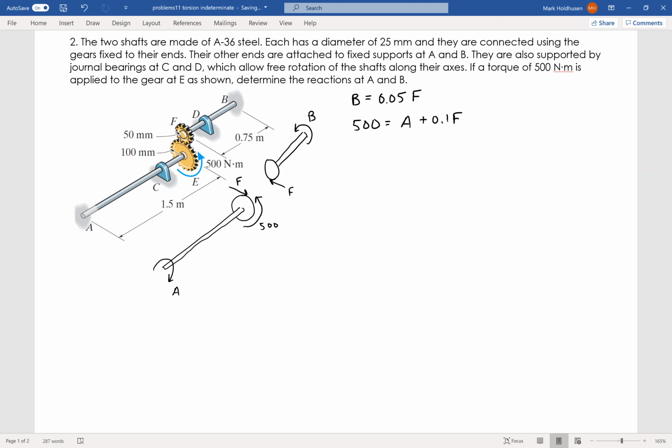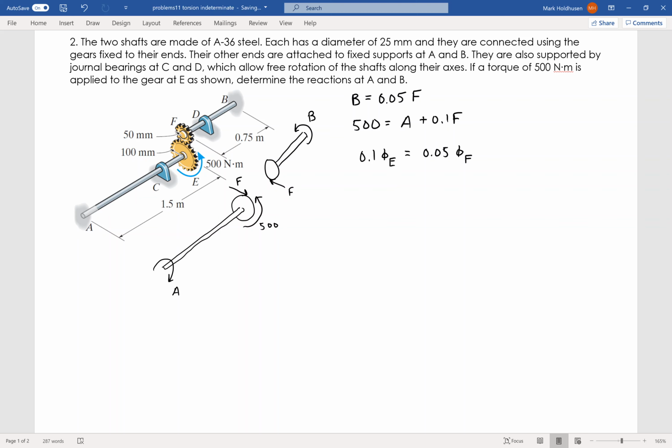So I'm going to need another equation, and I'm going to use a compatibility equation. I know the interaction between those two gears is based on the gear ratio, which is essentially that 0.1 times the twist of E equals 0.05 times the twist of F. Again, this is essentially the arc length having to be the same on the outer edge of those two gears, so it's just the radius times the twist on each one of those.